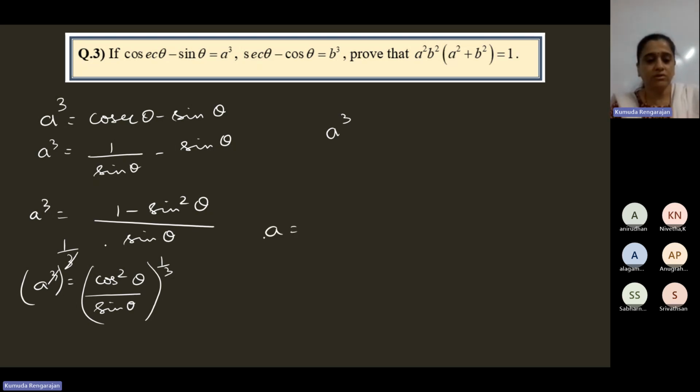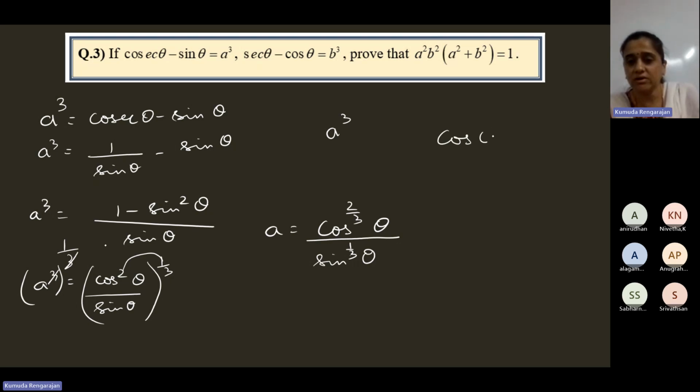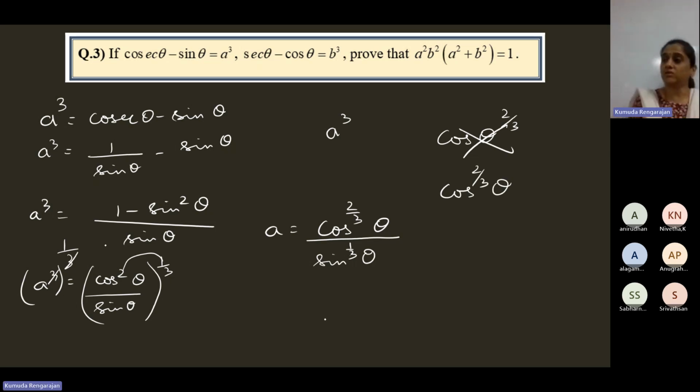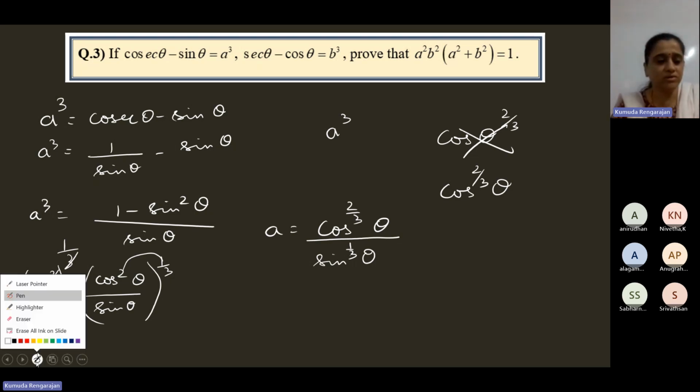So here what will happen? A is equal to, you should multiply the powers. 2 into 1 by 3, 2 by 3. A is equal to cos theta to the power 2 by 3, divided by sine theta to the power 1 by 3. You must write the power here. It's not like cos theta to the power 2 by 3 written like this. This is wrong. For trigonometric ratios, you should write the power here. Cos theta to the power 2 by 3 divided by sine theta to the power 1 by 3. So it's the same as doing this.